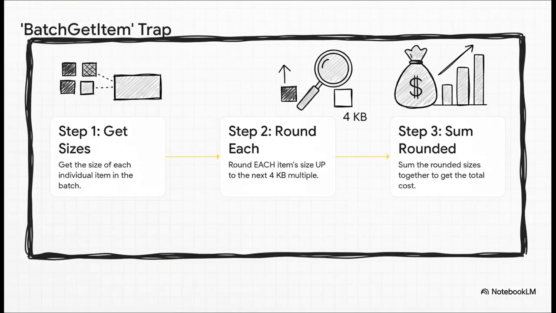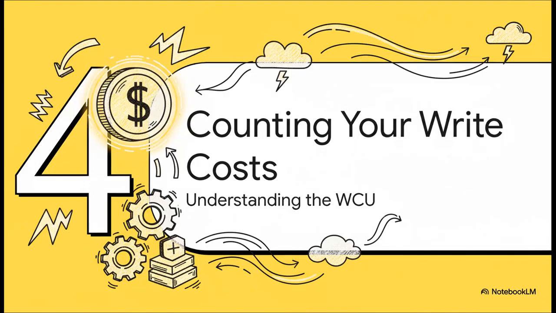And speaking of traps, be really careful with batch operations. For batch get item, DynamoDB doesn't just add up the total size of all the items and then round up once. No. It rounds each individual item's size up to the next 4 KB multiple first, and then it adds those rounded values together. This can end up costing you way more than you might expect. All right, that's reads covered.